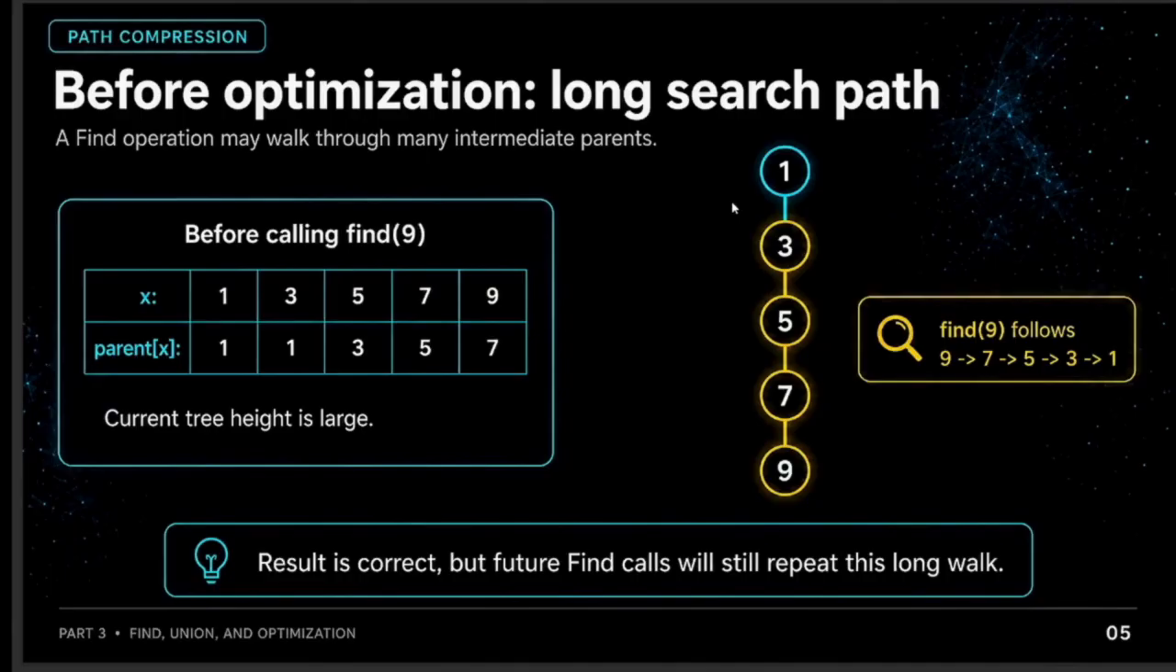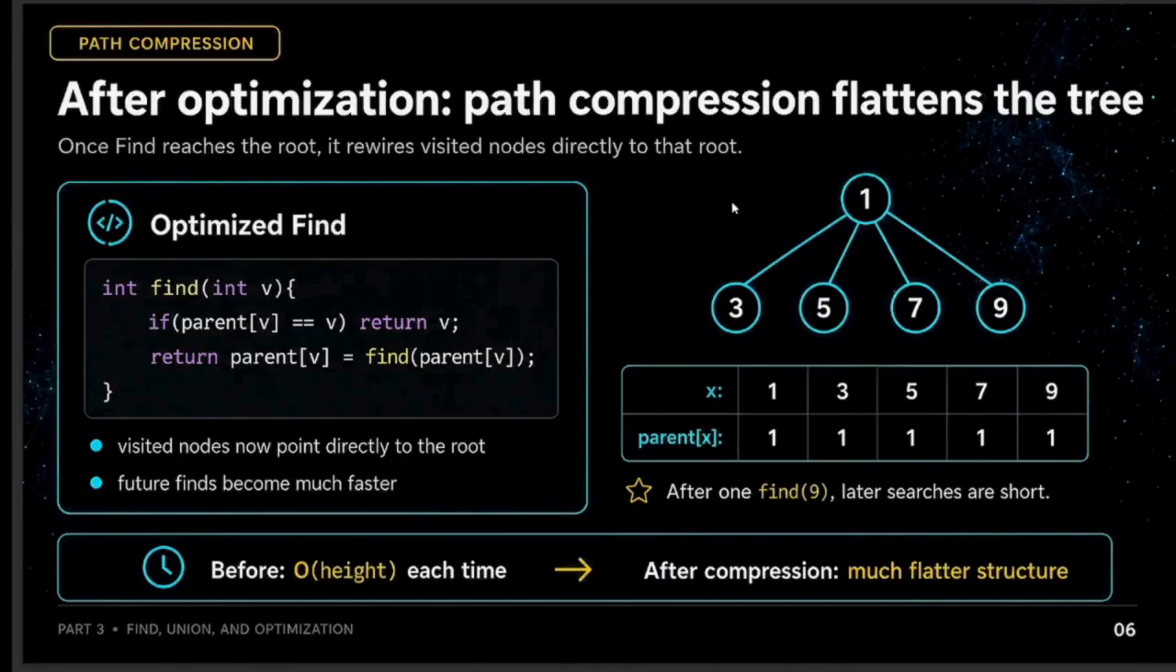Let's see the effect. Before calling find on 9, the chain is 9 to 7 to 5 to 3 to 1. After that one call, all 4 nodes 3, 5, 7 and 9 now point directly to root 1. The tree is completely flat. Every future search on any of those nodes takes just one step. This dramatically reduces the cost of repeated find operations over time.